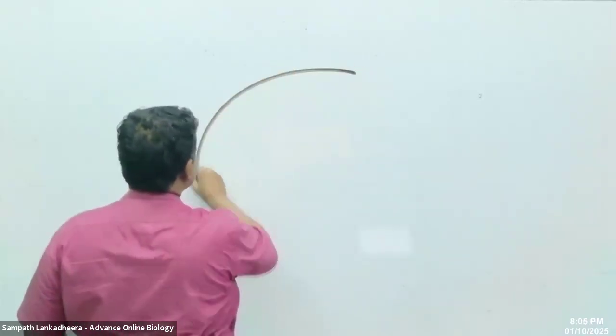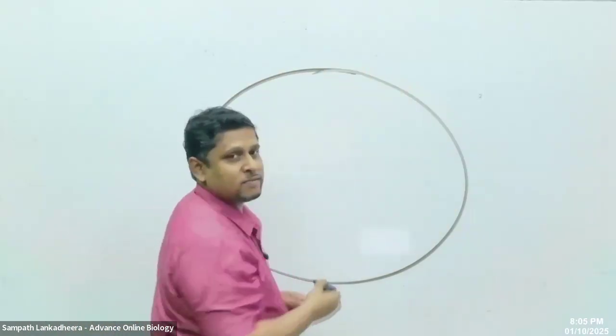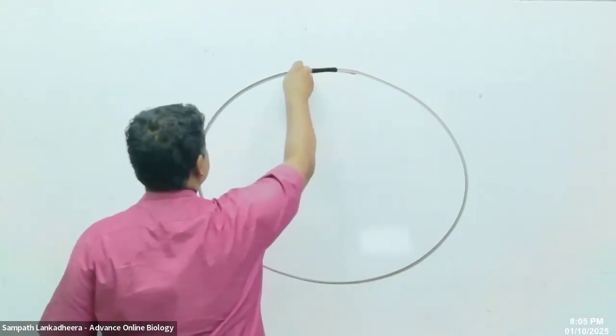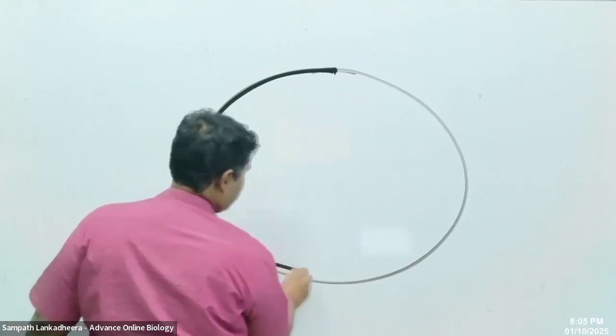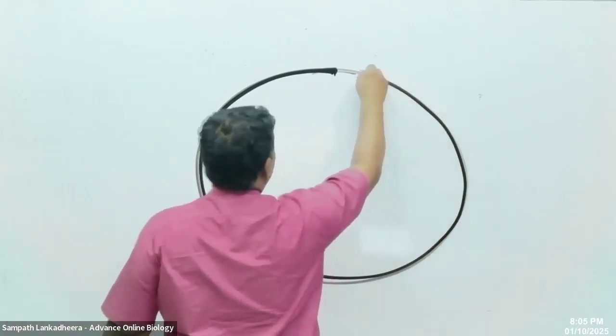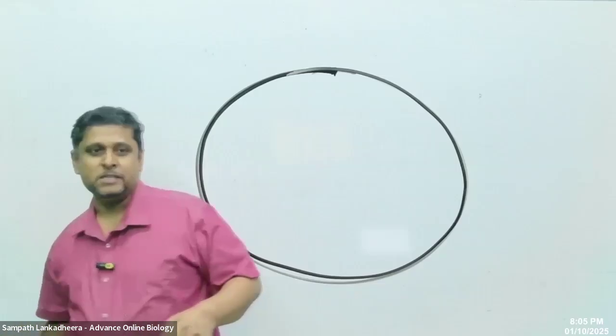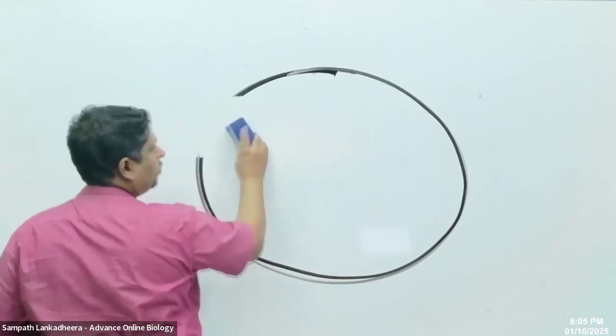Okay, so alternation of generation. Let's talk about that. Now, people, the special thing about the plant life cycle is there are two stages. What are the two stages in the plant life cycle? One is a 2N stage. The other one is the haploid stage.